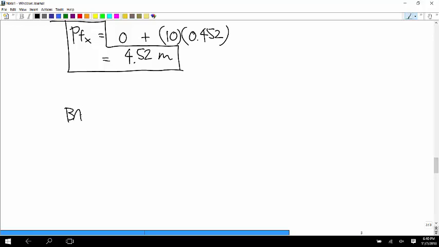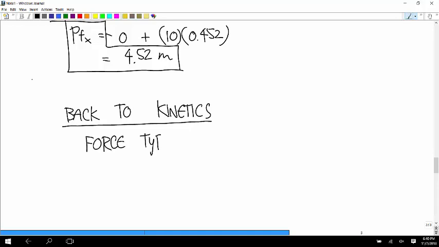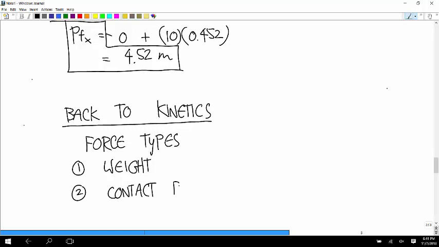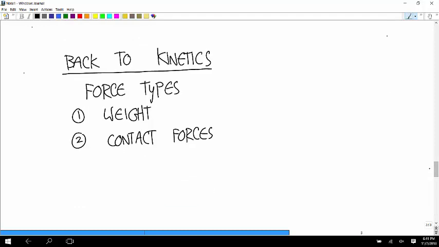Okay, so we're going back to kinetics. And remember, we're talking about all the different types of forces that can be applied. I broke up forces into two big categories. Force is either applied by an object's weight or it's applied by contact forces. The contact forces are pushing forces, and if an object is pushing on the boundary of the chosen object, that force is toward the chosen object, perpendicular to the surface.